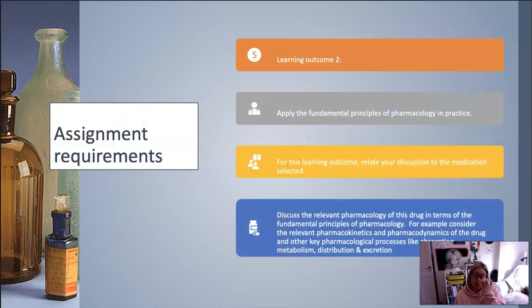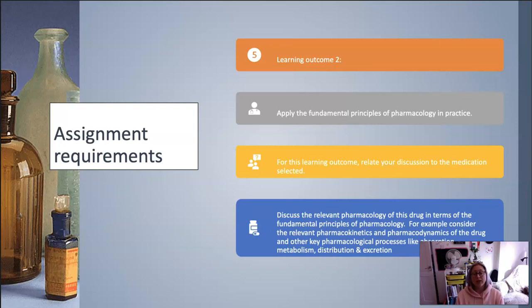So linking to your assignment and the module learning outcomes, we're looking specifically at learning outcome 2, and this is apply the fundamental principles of pharmacology in practice. So this is actually looking at a discussion to the medication that you've selected. So as we said in the assignment guidance presentation, for learning outcome 2, you'll need to discuss the relevant pharmacology of this drug in terms of the fundamental principles.